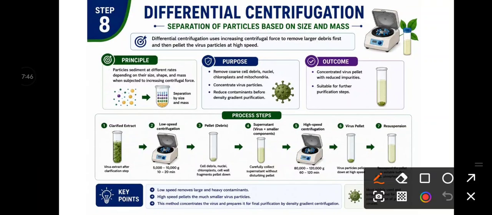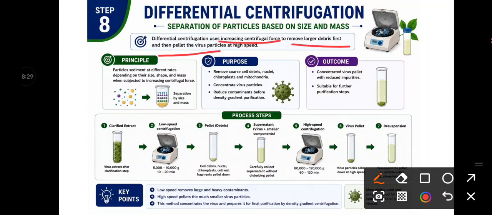In differential centrifugation, increasing centrifugal force removes larger debris first, then pellets the virus particles at high speed. The principle behind differential centrifugation is that particles sediment at different rates depending on their size, shape and mass, just like other centrifugation processes. This is very common. The purpose is to remove the debris, nucleic acid, chloroplast, whatever is left behind, and ultimately we get the purified virus.